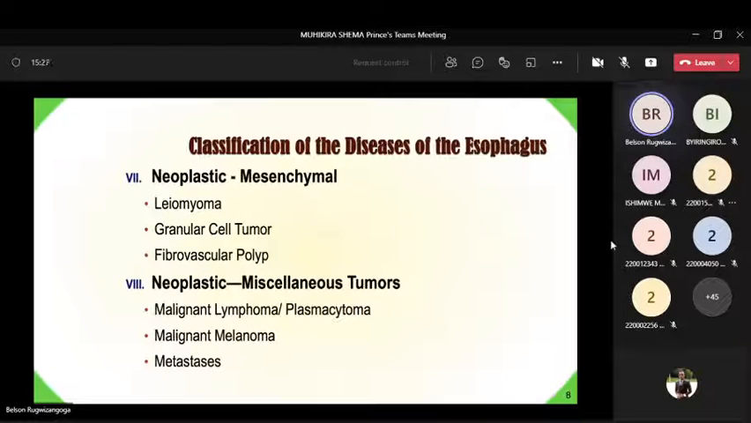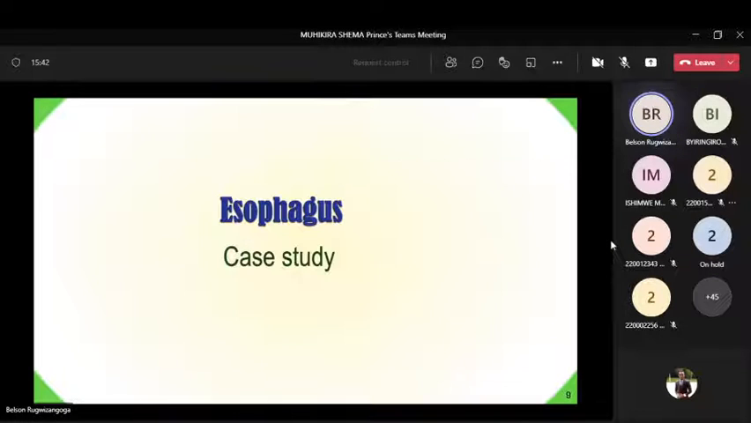You can have also neuroepithelial tumors or tumors of nervous origin. We can have them also there because we have nerves throughout the esophagus.